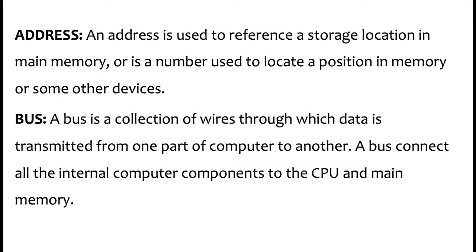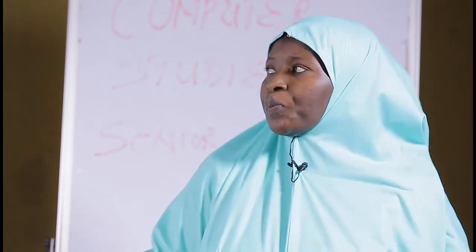A bus connects all internal computer components to the CPU and the main memory. That is the central processing unit. And I told you that the main memory is the primary memory.